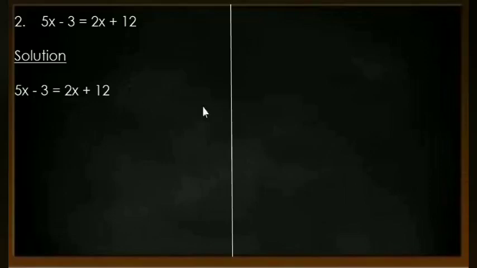How do we know it's a linear equation? We know that it's a linear equation because the variable in this case is x. And the power of x is what? 1 on the left-hand side and 1 on the right-hand side. So it's a linear equation for sure.